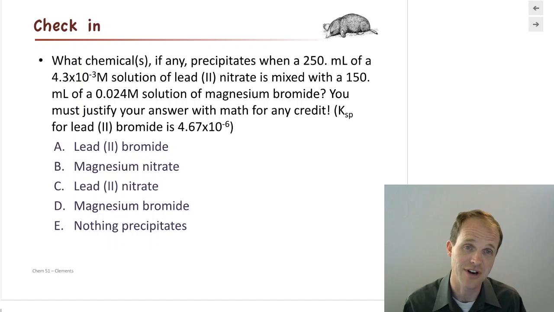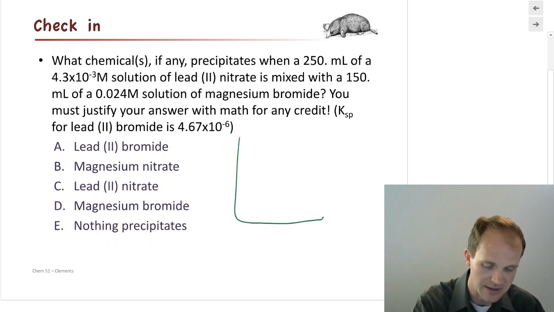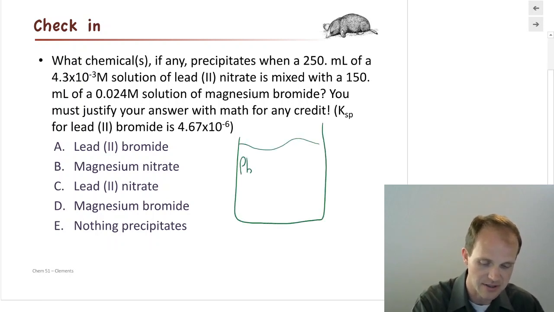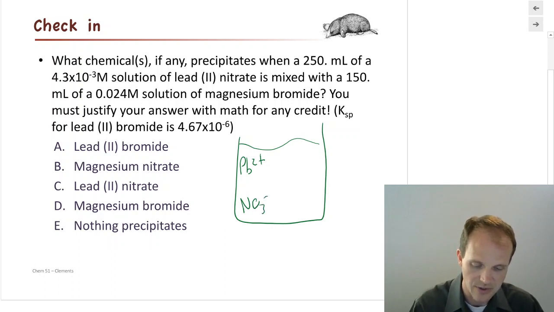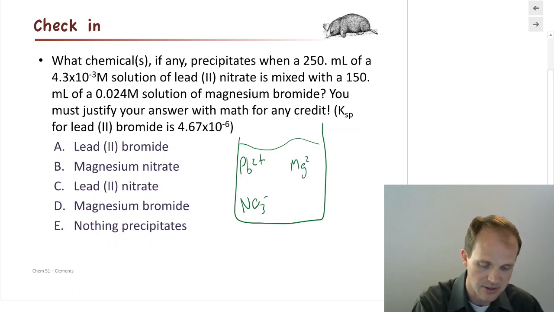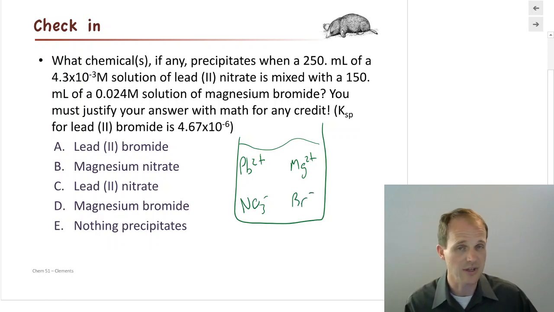Since I gave you a pretty strong hint, you kind of know where you're going with this one, but let's go ahead and write it and draw it out anyway. We've got lead 2 nitrate. We know that's going to dissolve into Pb2+ and nitrate. And we've got magnesium and bromide. Again, there's some stoichiometry there that we're not paying attention to. It's MgBr2, it's Pb(NO3)2. So we've got that there.